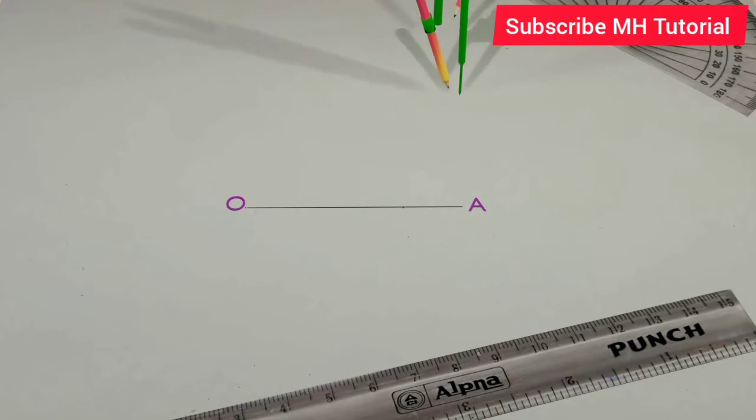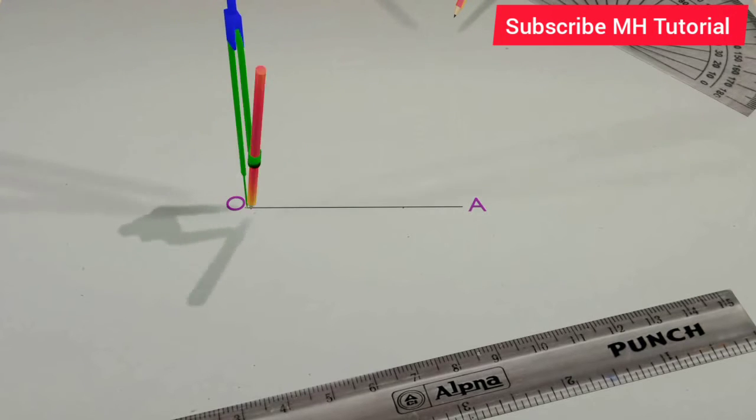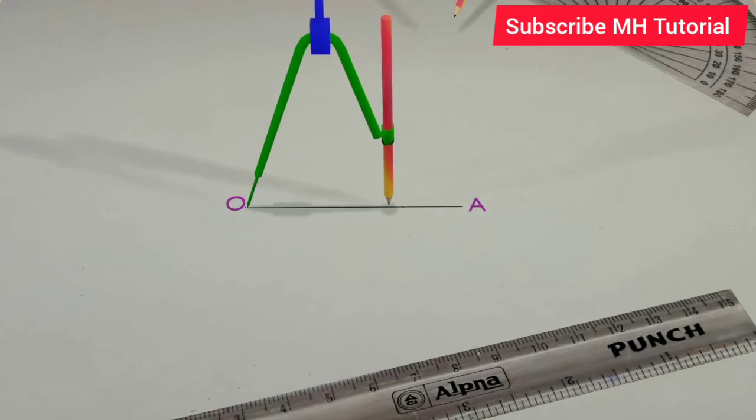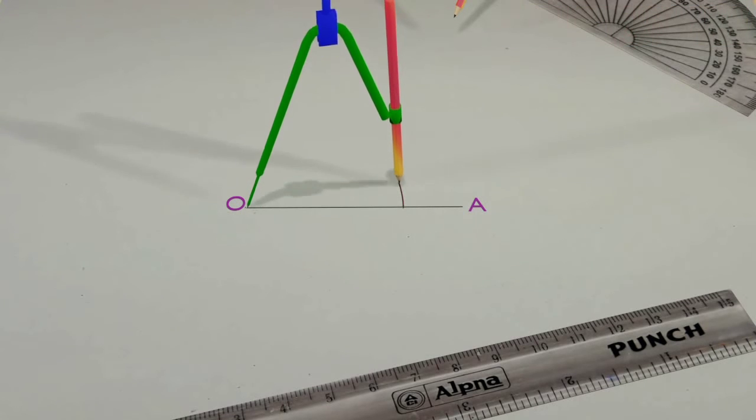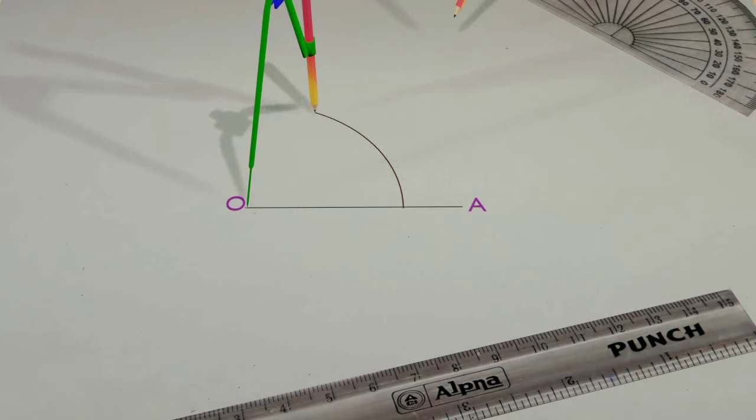Next, a pencil compass was taken. A circle arc was drawn, with the tip of the spike placed at the point O. The arc of the circle intersects the straight line at the point X.